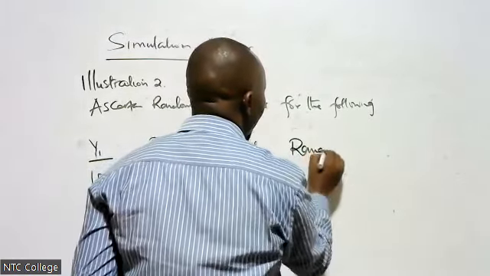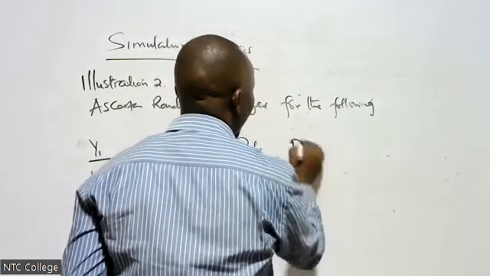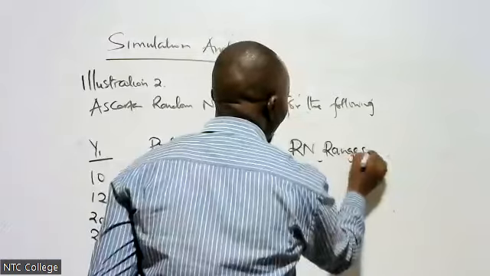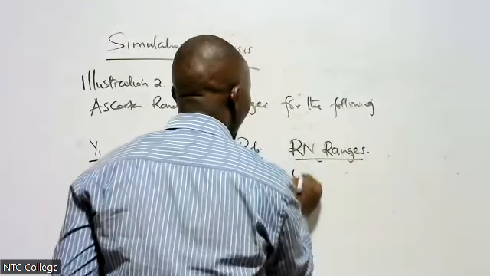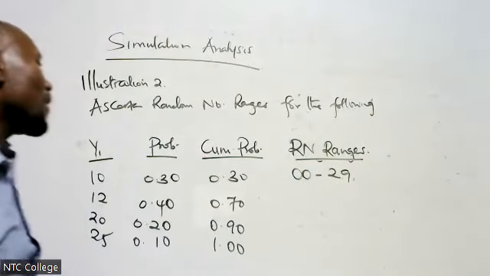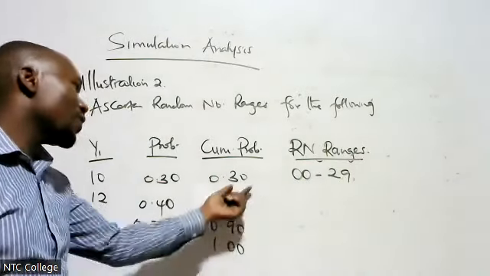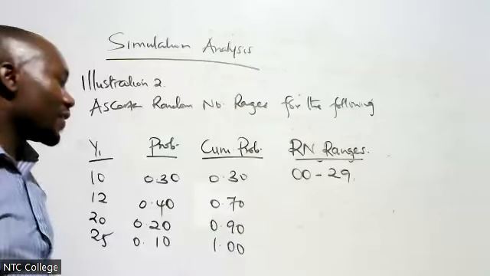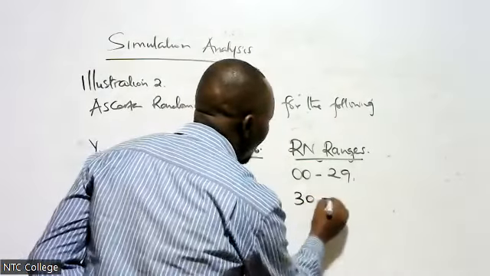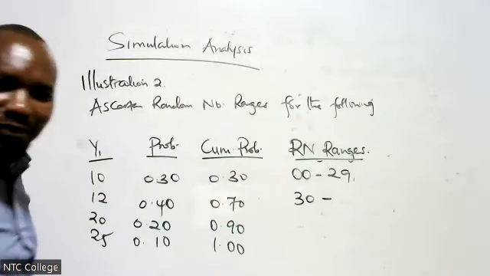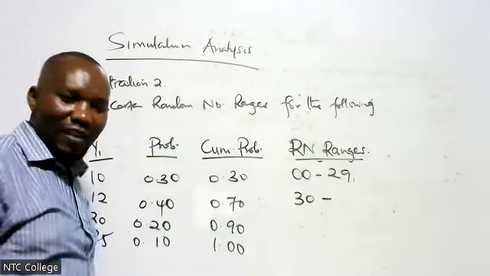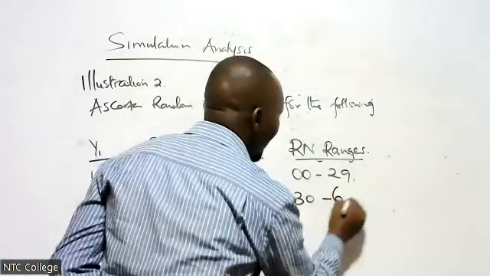We want to write the random number ranges, so RN ranges. We start with 0, 0 to 29. That is true because we assume that this one is 30. You ignore the decimal, you assume it is 30. So 1 less that is 29. Then we have 30 to 1 less this, which is 69.